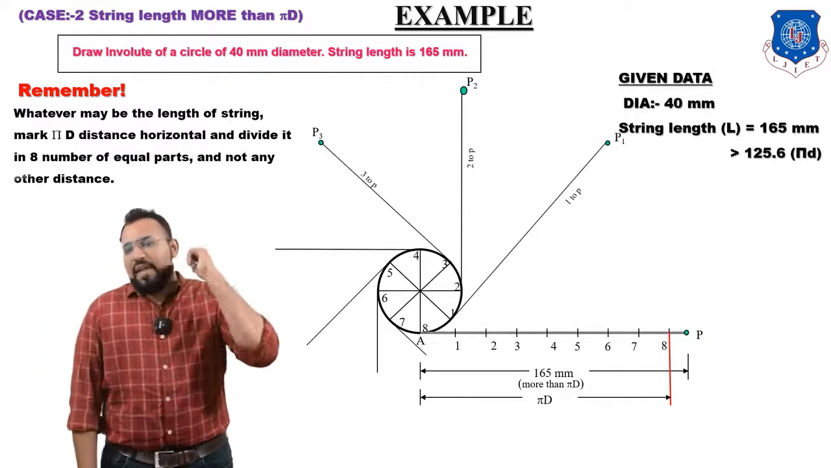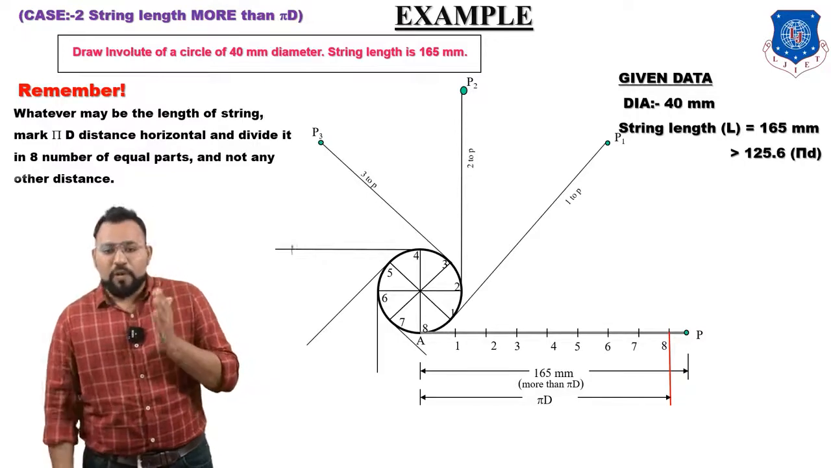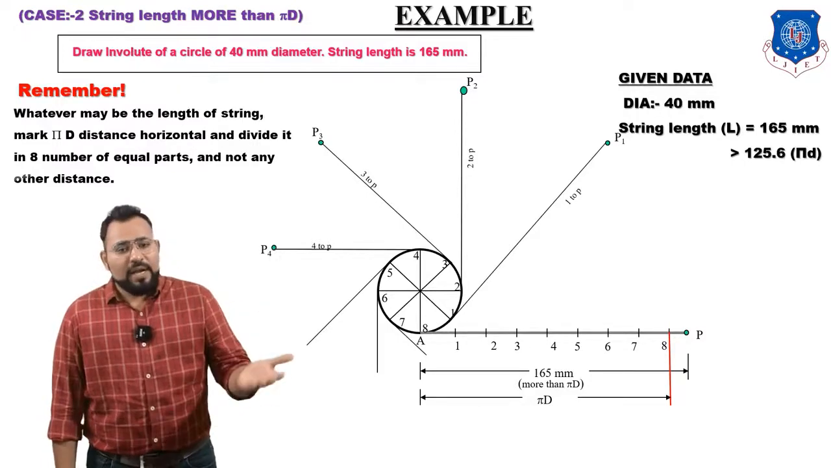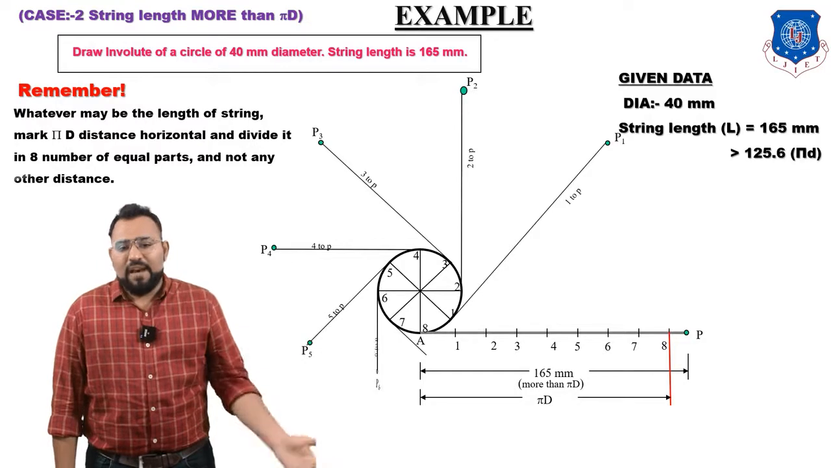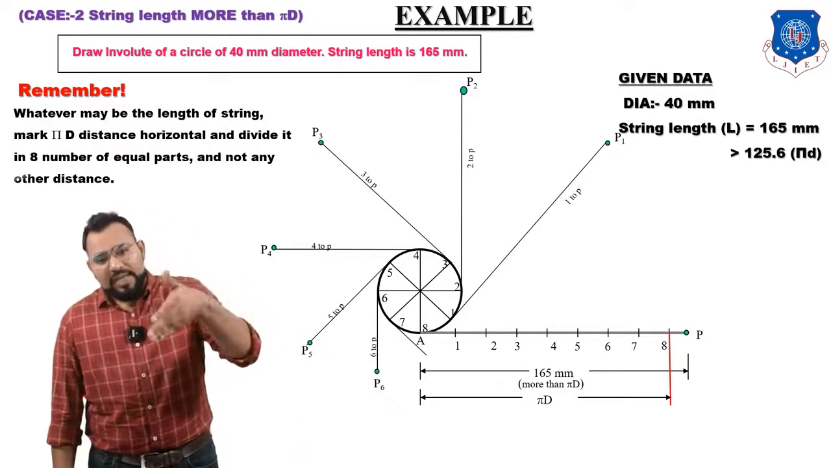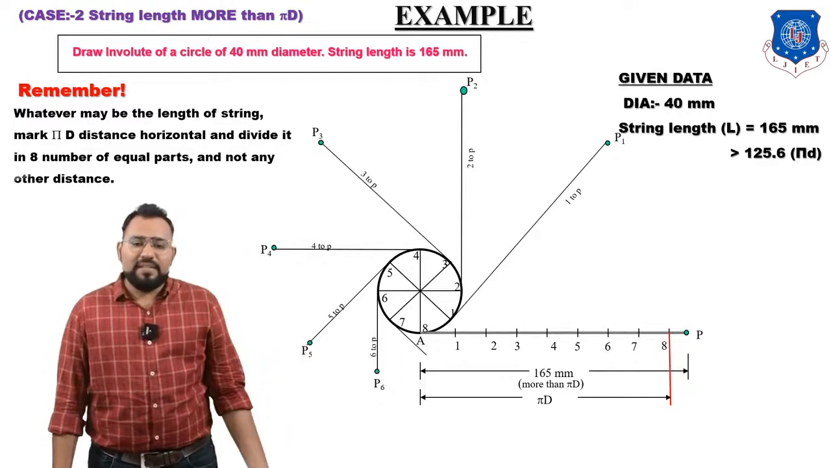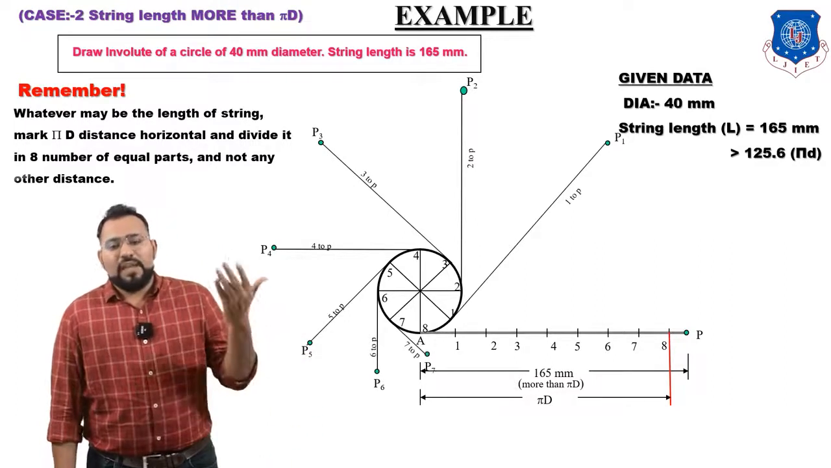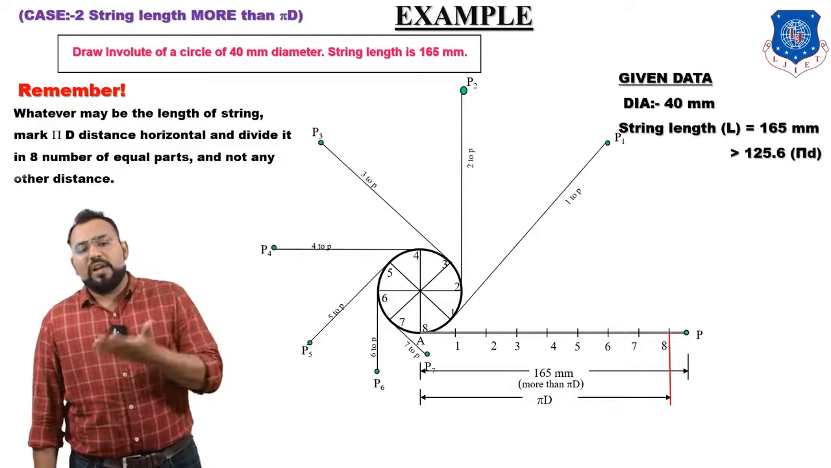So in the same way, what will you do? For 4, you will mark the distance and mark a point P4. For point 5 you mark point P5, on point 6 you will mark a point P6 on the tangent, and for 7 you will mark a point P7 on the tangent.